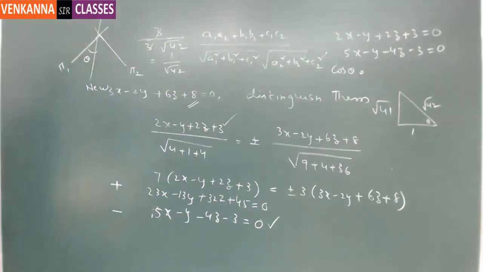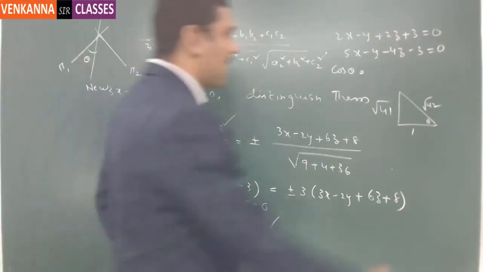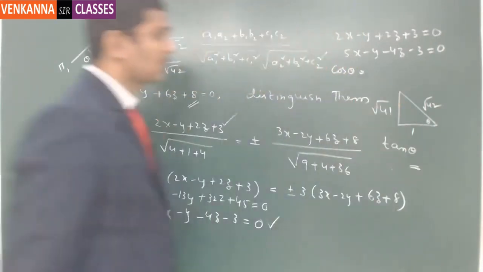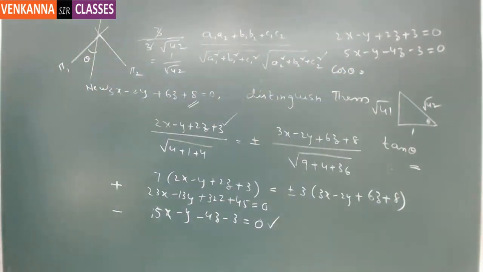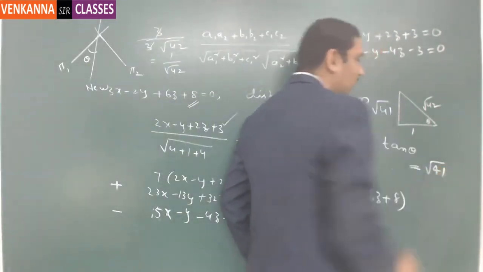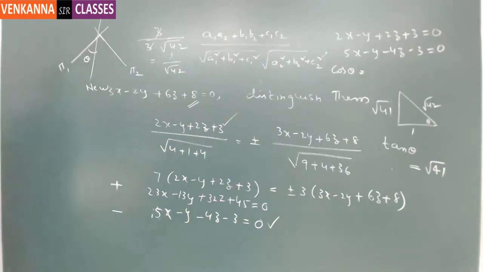Agreed? Right. Now, since I know the values, I am going to calculate tan theta here. So from this, tan theta value will be root 41. So is this value greater than 1 or less than 1? Greater than 1. So it means that if I calculate tan theta value, it is greater than 1.